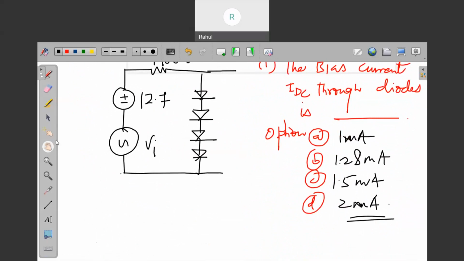So we can replace them by a short circuit, right? Not short circuit, because they have given the on-voltage battery. So you have to replace these diodes with this kind of a battery. How many batteries are there? There will be 4 batteries. So the total voltage will be 2.8, okay?